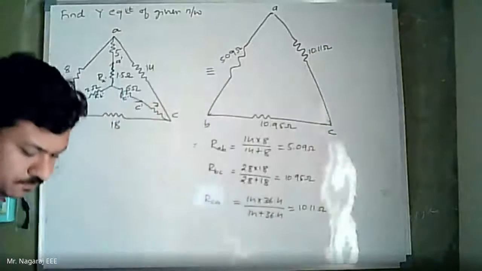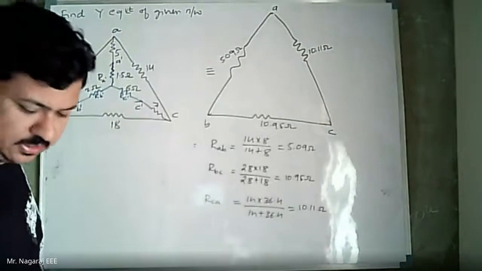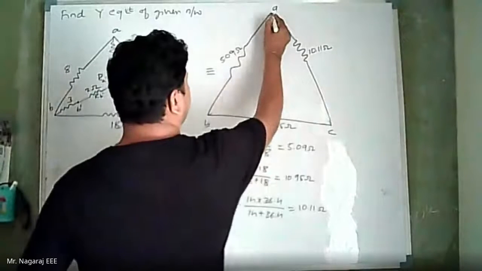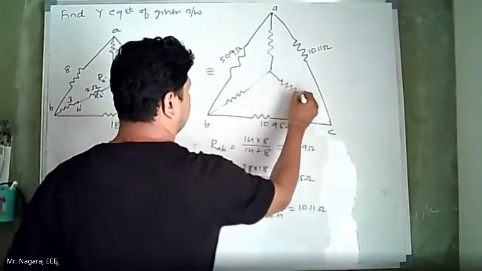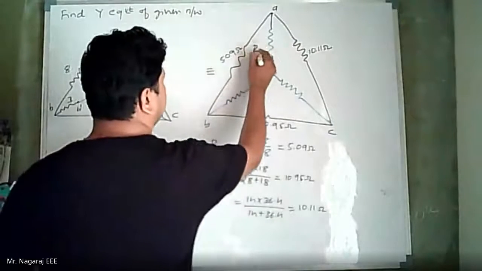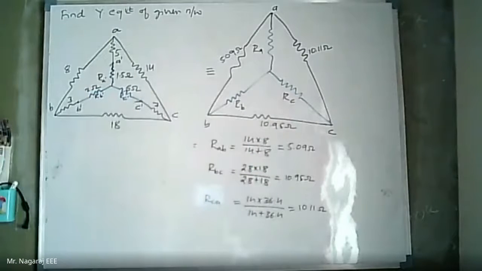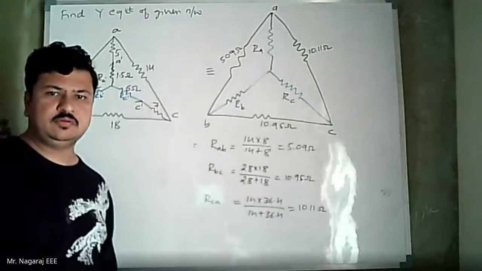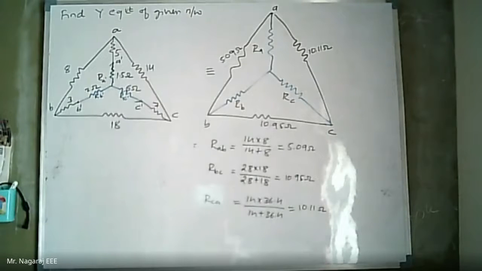Now I want the delta to star equivalent circuit. So convert the equivalent circuit from delta to star. Now RA, RB, and RC, you please do that. I will not solve it again because you know the conversion way. You can do it on your own. So this is how we have to convert delta to star or star to delta.